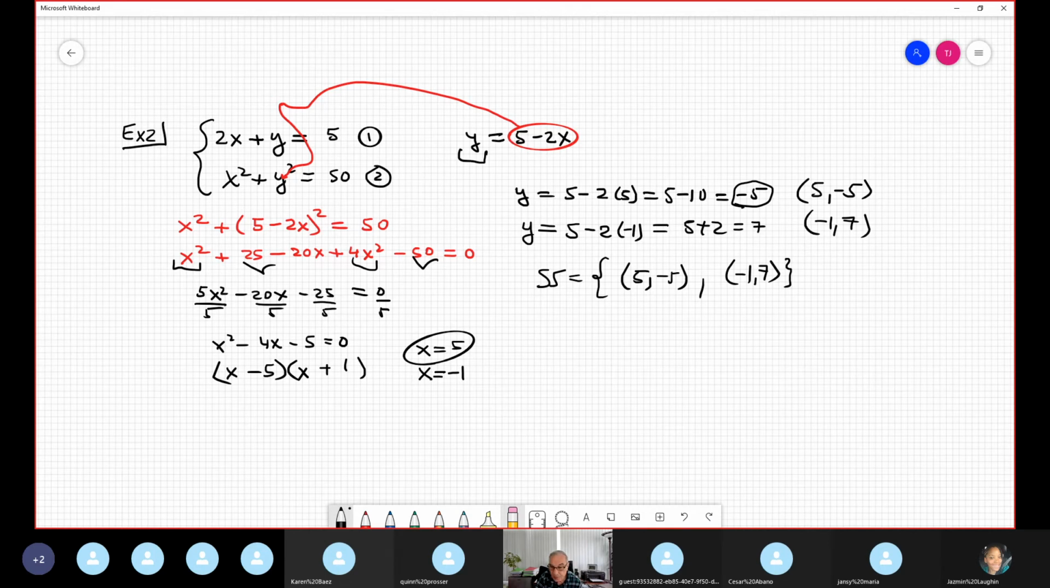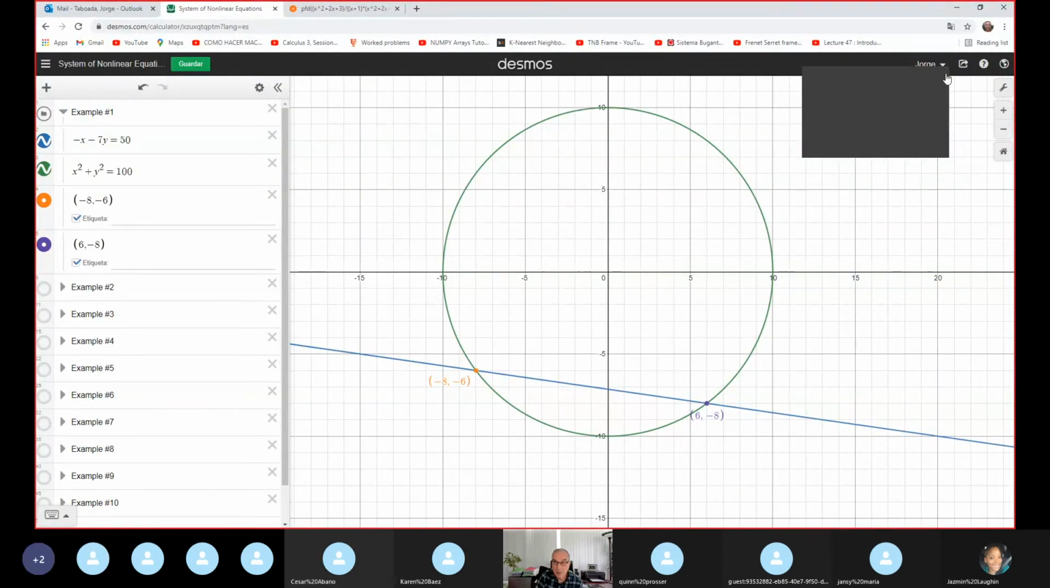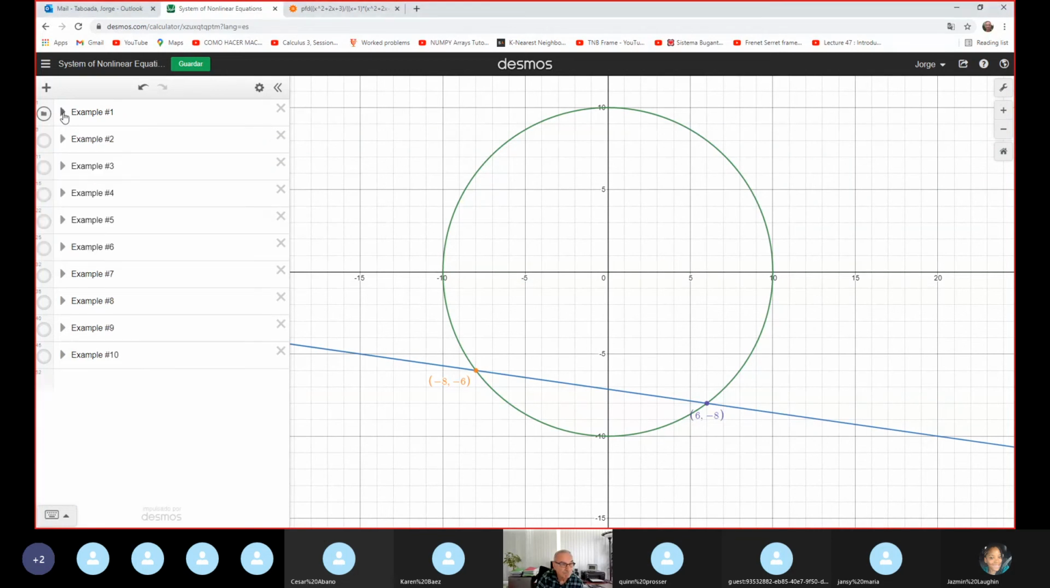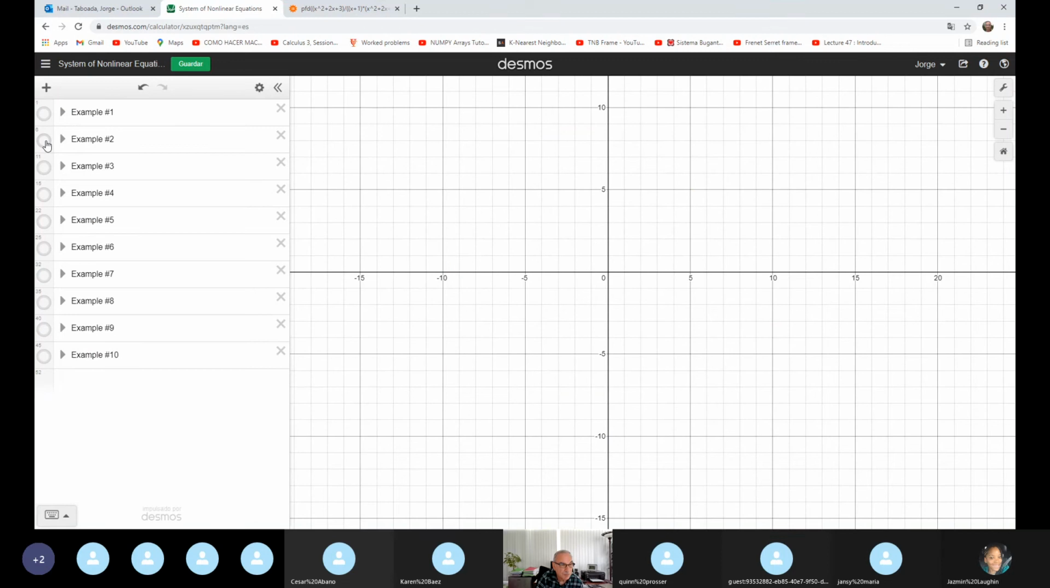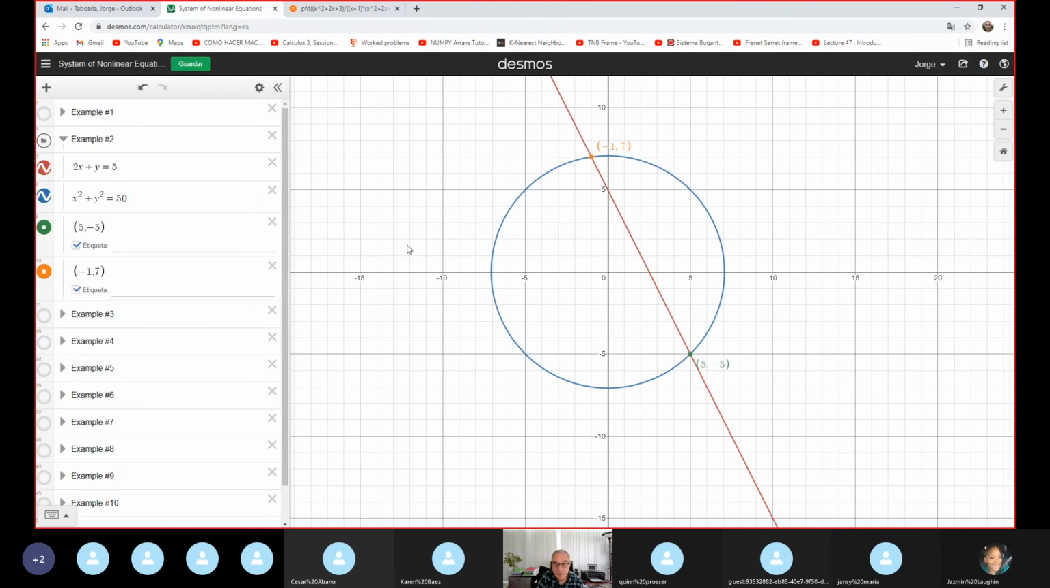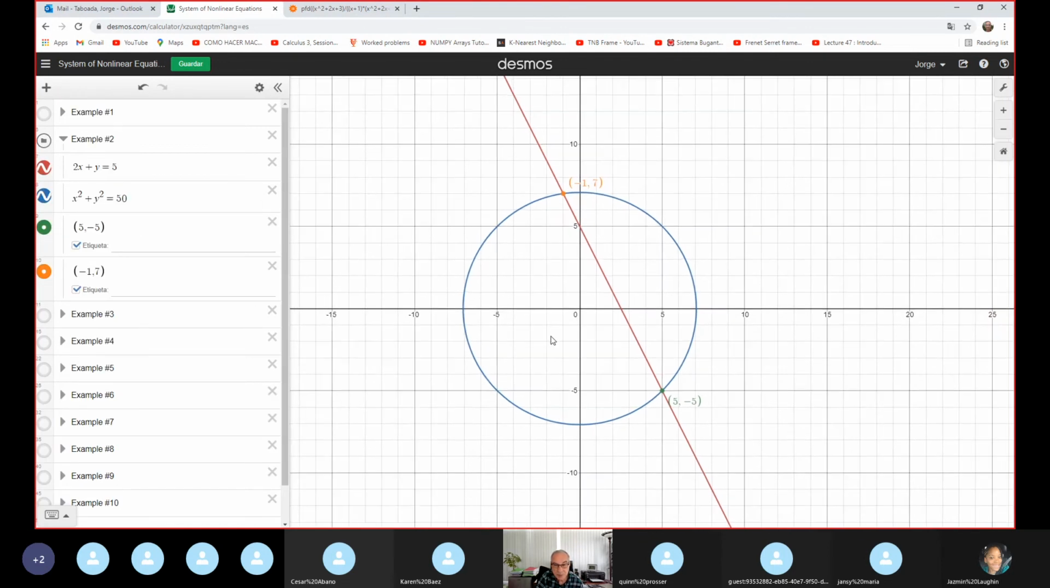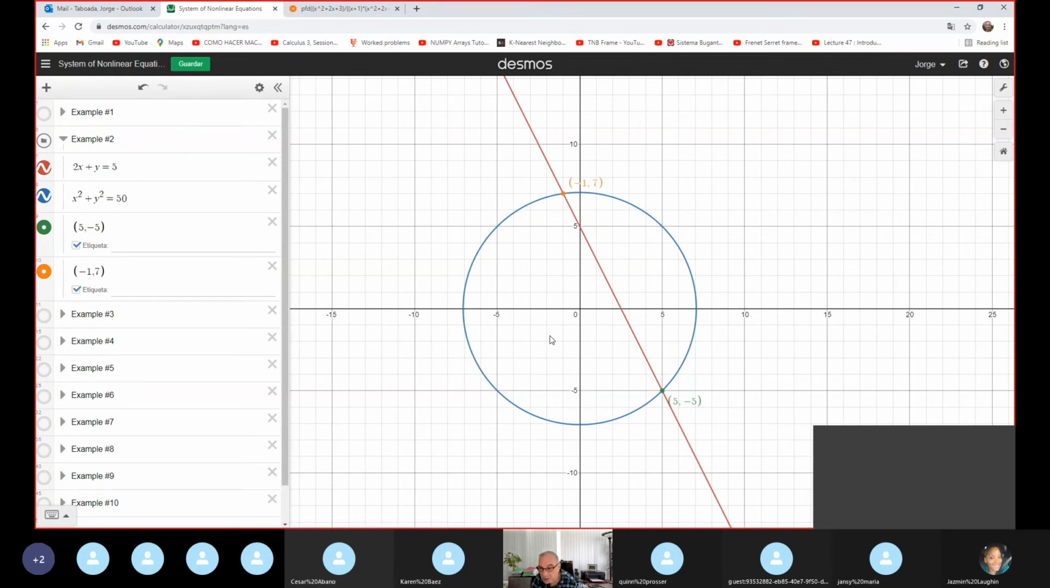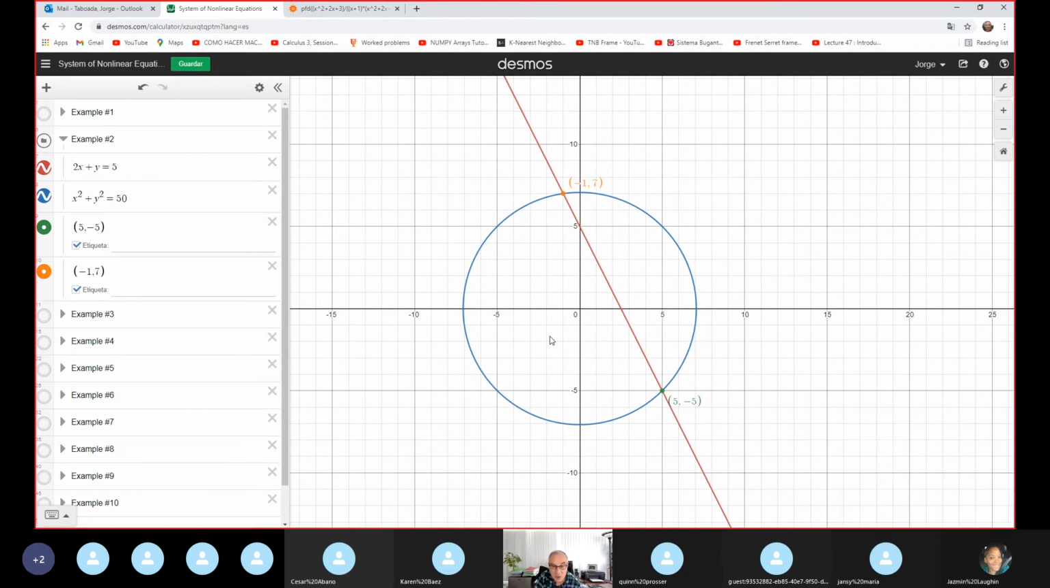Okay, let's move into Desmos now. Here is Desmos. Look at that, that was example 1. I suppose you are watching Desmos, no? Look at example 1, example 2. Example 2 is a circle again, and the other line. And you see that the solution is the points negative 1, 7 and 5, negative 5. Super, we are the best.